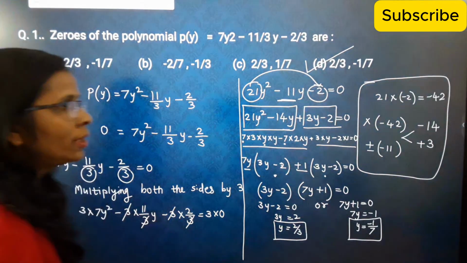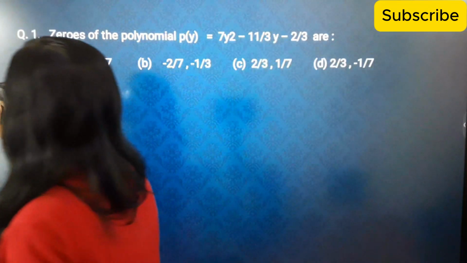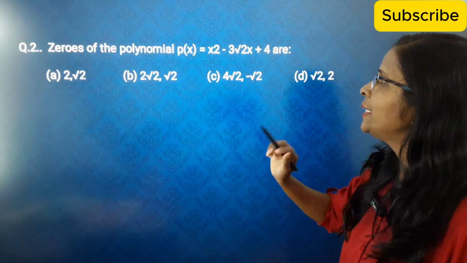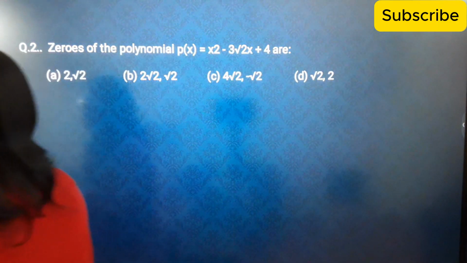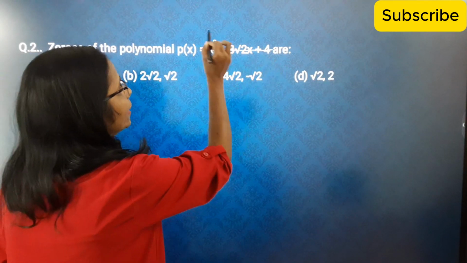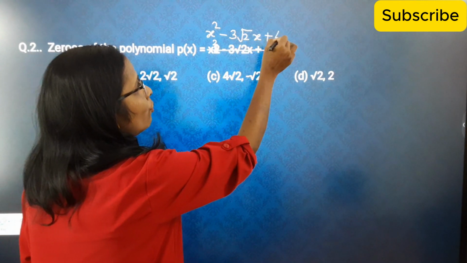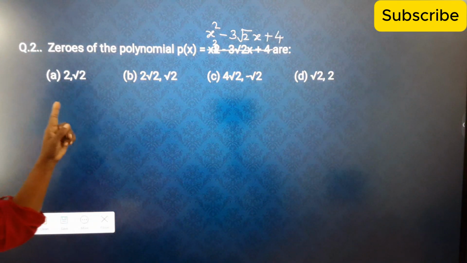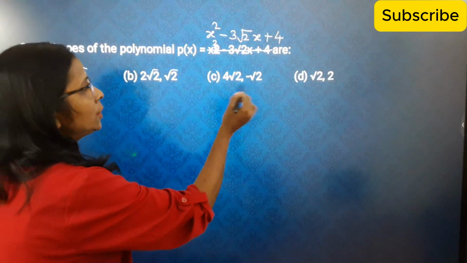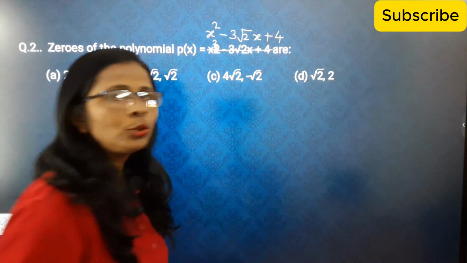Now let us see the next example, students. Zeros of the polynomial p of x is equal to x square minus 3 root 2 x plus 4. First option is 2 root 2. Second option 2 root 2, root 2. Third option 4 root 2, minus root 2. And the fourth option root 2, 2.